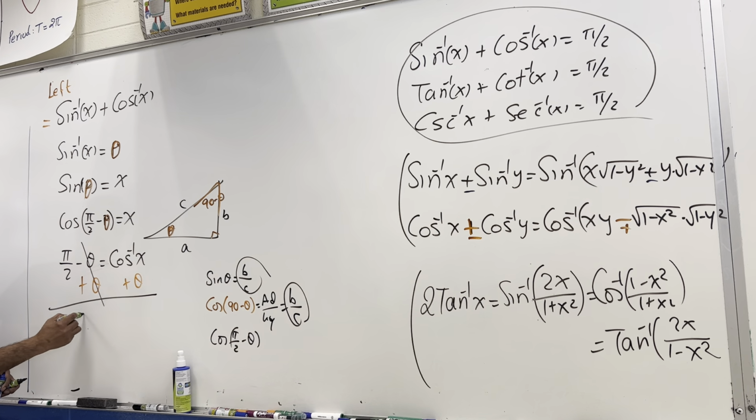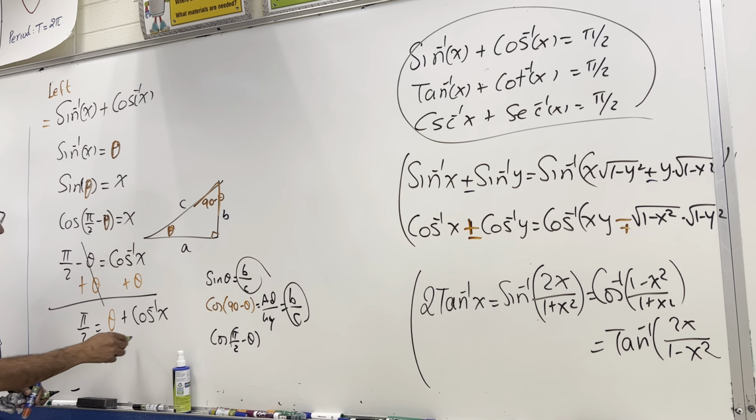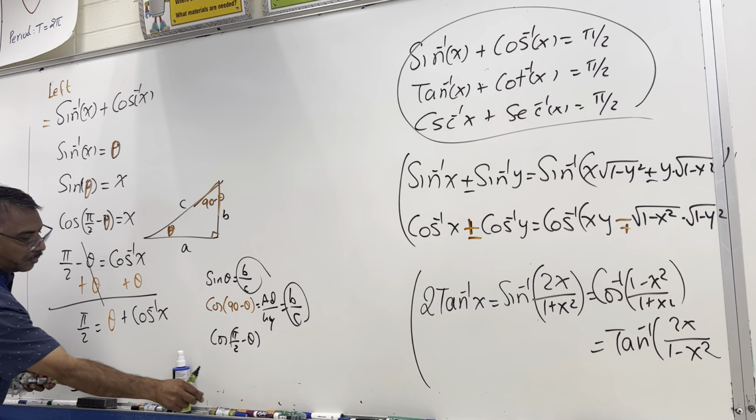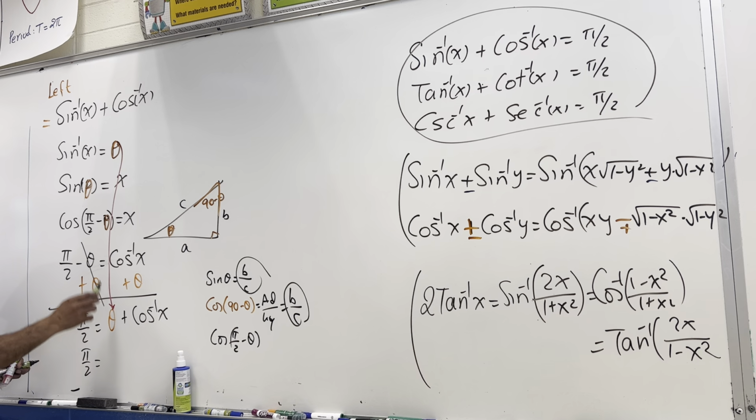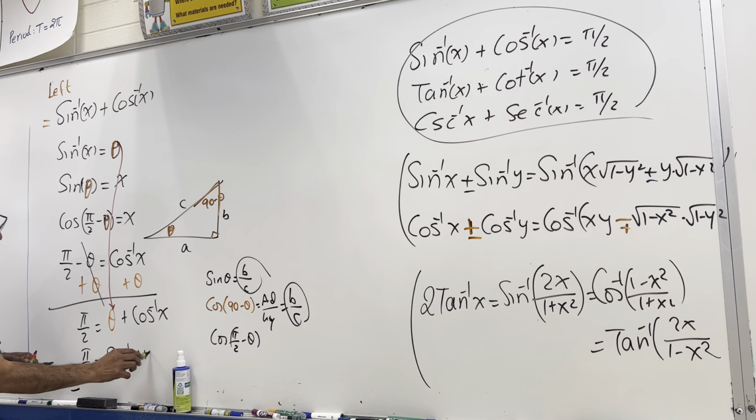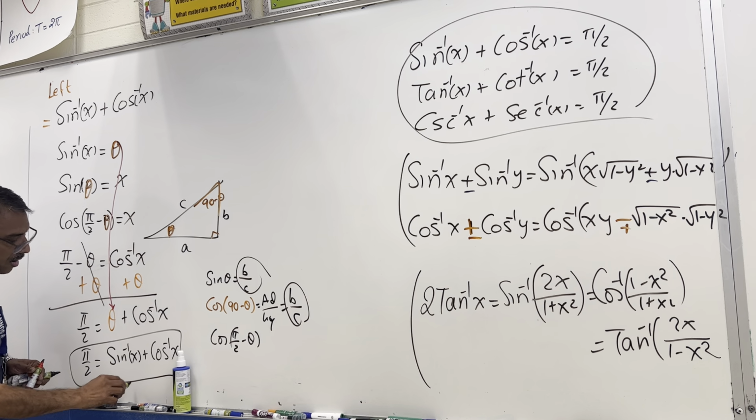So this theta goes away and you get pi by 2 equals theta plus cosine inverse of x. And replace back what is theta, just plug it here. And then that means it is pi by 2 equals sine inverse of x plus cosine inverse of x. And you get the answer. And that is the right side.